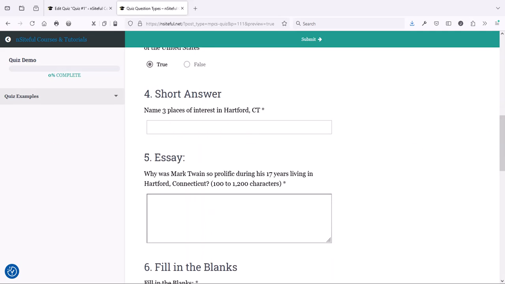Short answer, name 3 places of interest in Hartford, Connecticut. Okay, let me add those. Jeff's birthplace, Mark Twain house, Cigna Insurance.